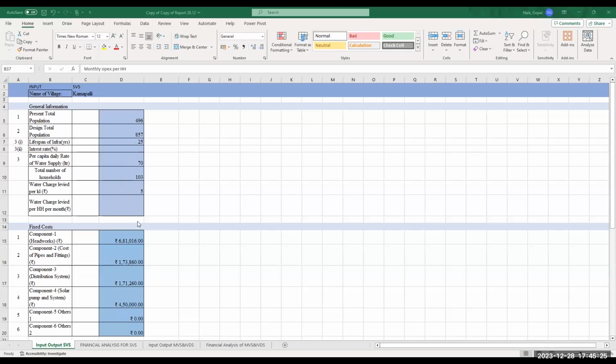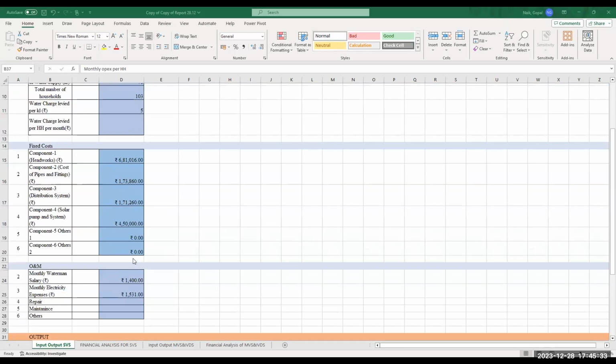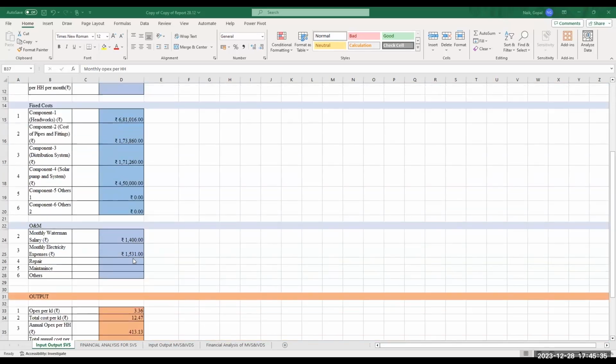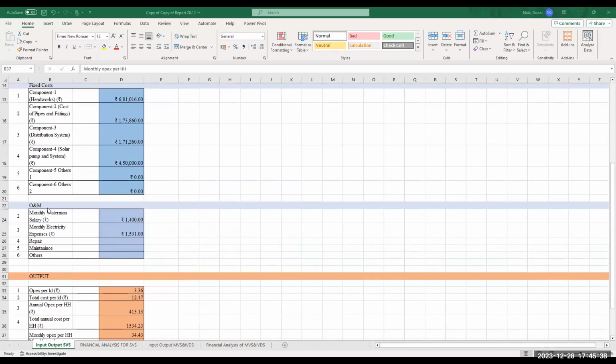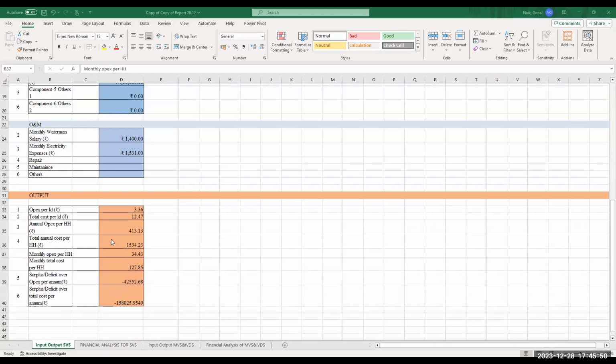The other thing that needs to be entered is the fixed cost components, these different fixed costs. And if there are any other fixed costs, one can add them. And then we also need to enter the O&M expenses: the salary of the water person, electricity charges, repair, maintenance, if there are any. Then we'll get these outputs. The formulas are there, which actually calculate this output.